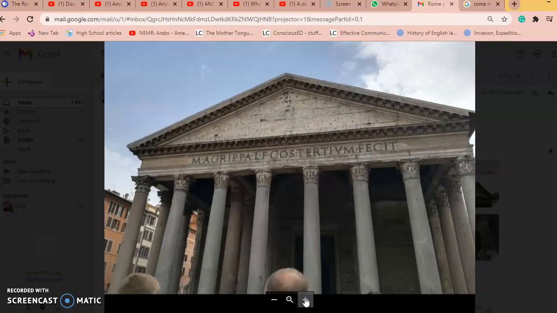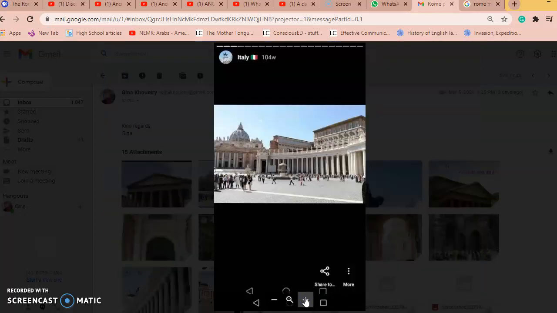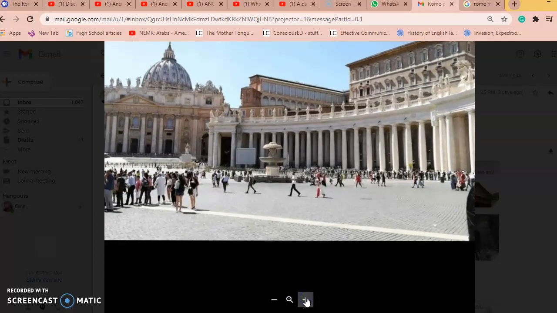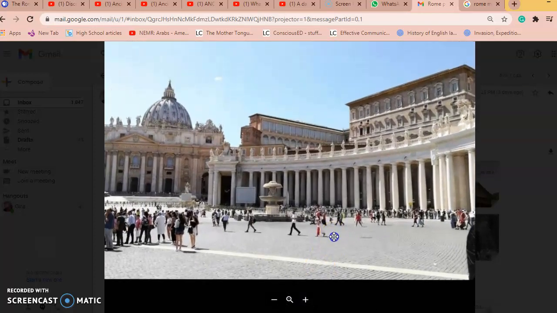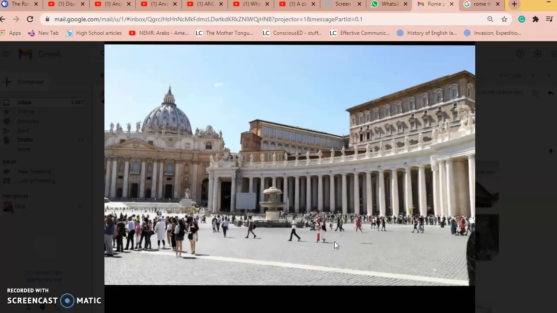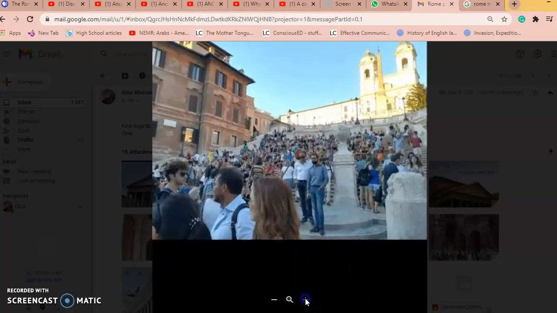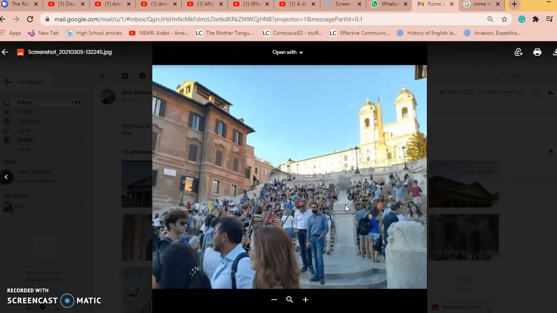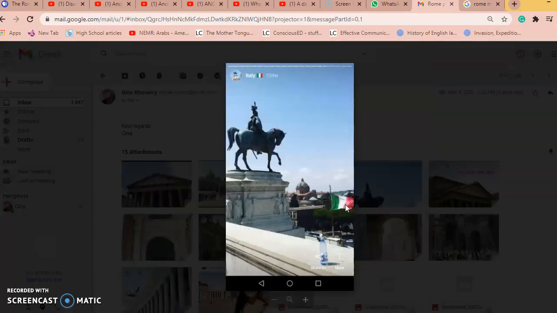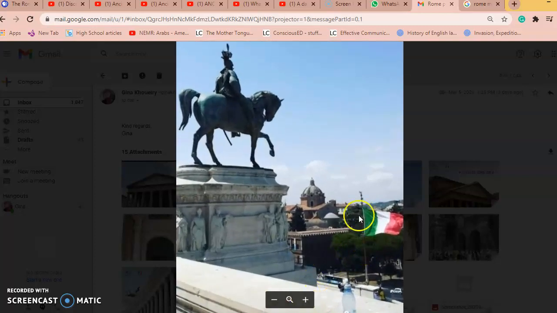This is a temple. This is the Vatican City, where the Pope now lives. He lives there in the Vatican City in Rome. This was a fountain. There were a lot of people, many people travel to Italy. This was one of the castles, actually. This is the Italian flag, green, yellow, red. So we need to know that.